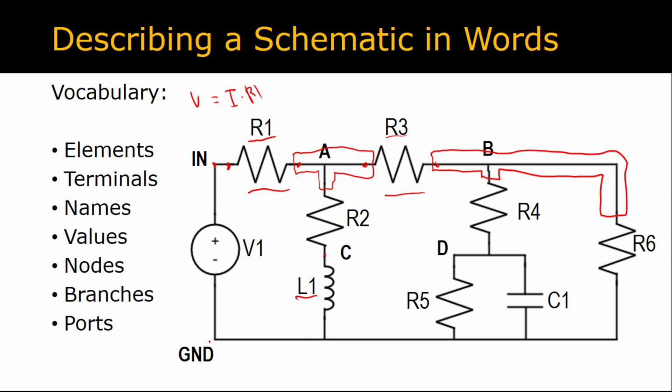That is to say, put another way, you can think of nodes as being separated by elements, which means that this point, and this point, and this point, and this point are all part of the same node, the ground node, because there's no elements down there to separate them, whereas this point and this point are separated by an element, R5, and therefore are part of different nodes, ground and D.